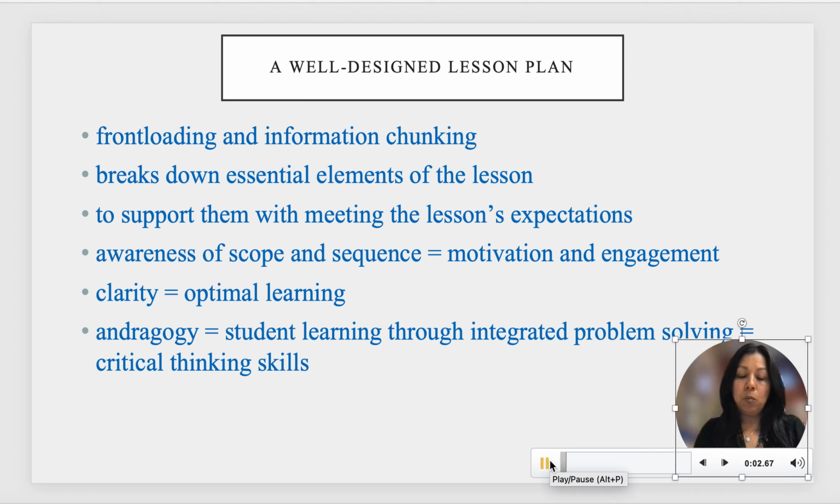To begin, a well-designed lesson plan involves front-loading and information chunking so that students can be aware of what is to come in the lesson. Information chunking breaks down all of the essential elements of the lesson to support students with meeting lesson expectations and also prepares students to become engaged and participate during the lesson. Being aware and having clear understanding of upcoming lessons will allow students to be motivated.